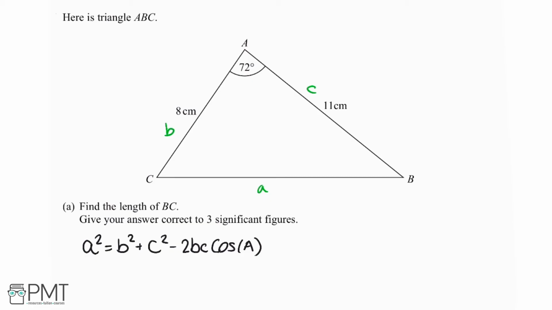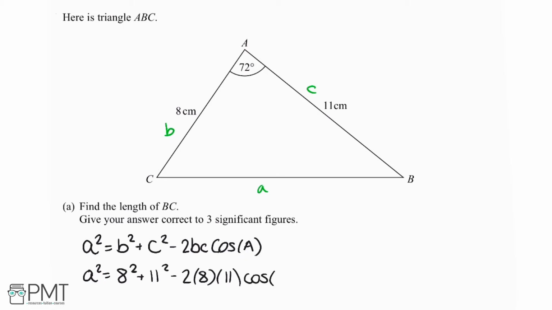So our goal essentially is to work out the value of little a. Using the cosine rule, we've got a squared, which we don't know, so we leave it like that, equals b squared. We know b is 8, so it's 8 squared, plus c squared, we know that's 11, so 11 squared, minus 2, again b, so 8, c, 11, and multiply by cos A.